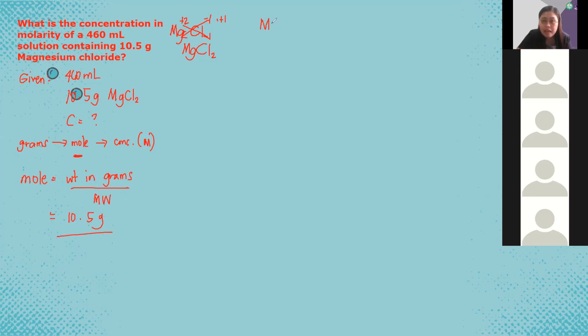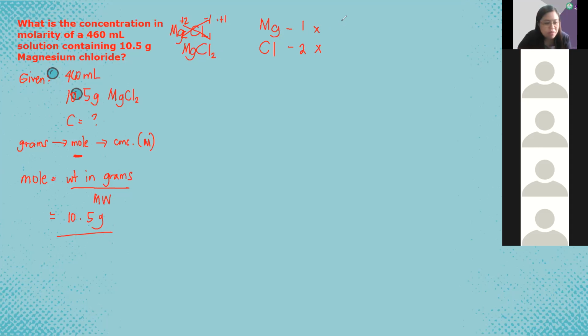So, di ba, in the computation of molecular weight, you have to list down all the elements, magnesium and the chloride. And then identify how many atoms are present. Syempre, for magnesium, you cannot see a subscript there. It's automatically 1. But for chloride, it is 2. And then multiply each of them to their respective atomic weights.